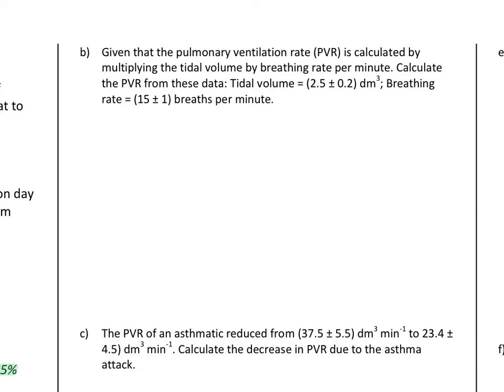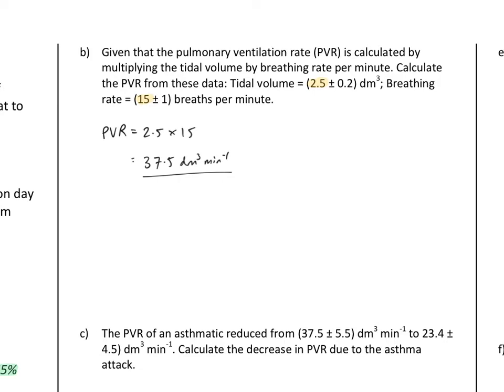So the tidal volume is 2.5 decimeters cubed, and the rate is 15 breaths per minute. So let's do the easy bit first. PVR equals tidal volume 2.5 times 15, and that equals 37.5, and that is in decimeters cubed, litres, per minute. Okay, so that's the answer for that.